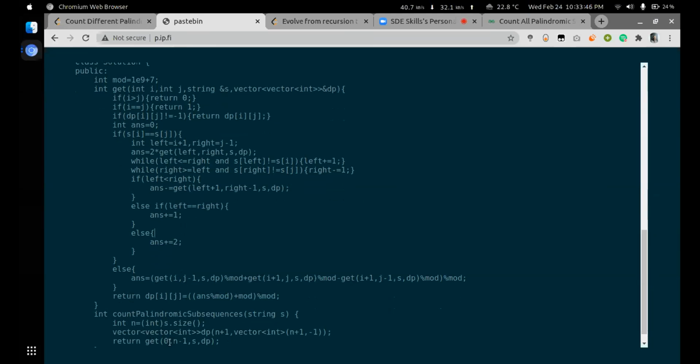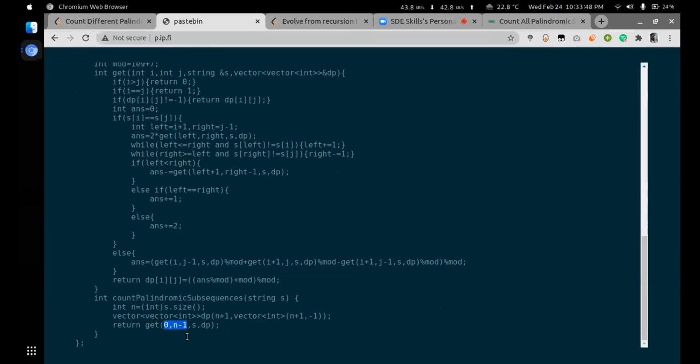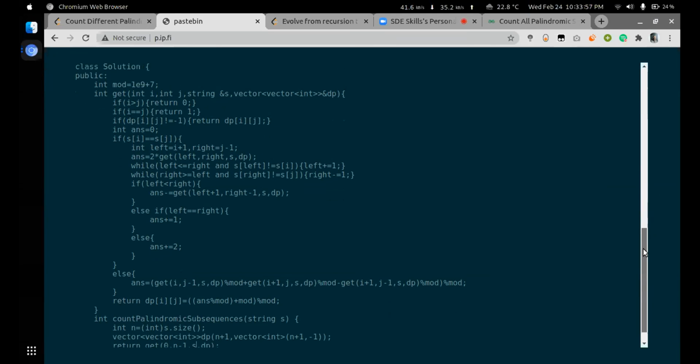So I'll always start from the extreme endpoints. This is the get function, which will give me the final answer. The base cases: if i is greater than j, return 0; if i equals j, return 1. Then I check if both extreme endpoints are the same. I assign the left pointer to i plus 1 and the right pointer to j minus 1, and then calculate the distinct palindromic subsequences after excluding these two characters.